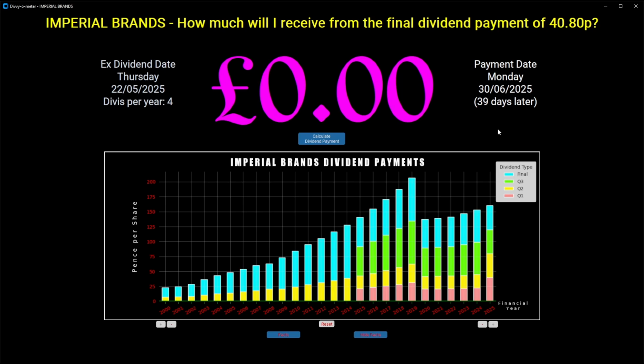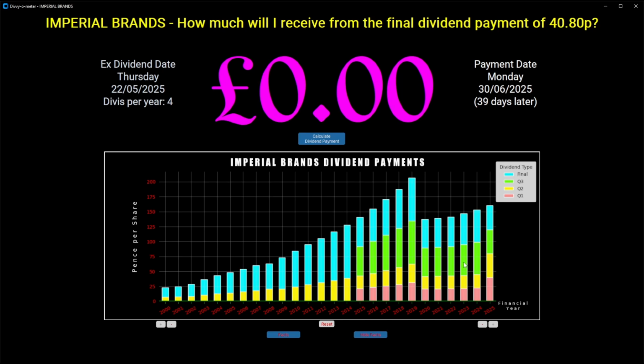But today we're featuring Imperial Brands. How much will I receive from the final dividend payment of 40.8 pence? It's a massive amount, but the shares are a high price, so you don't get so much bang for your buck. As I've said before, the old Tkinter app that I spent a lot of time programming and working on, and nobody watches.